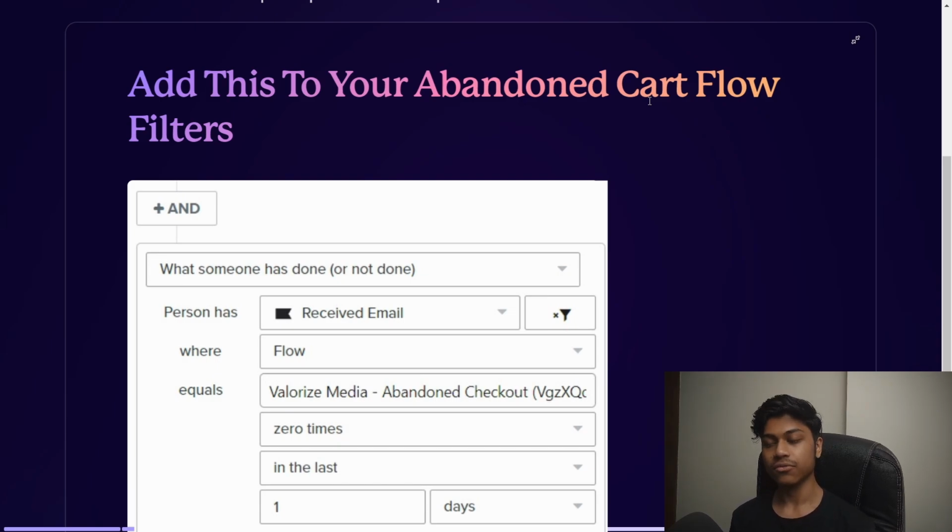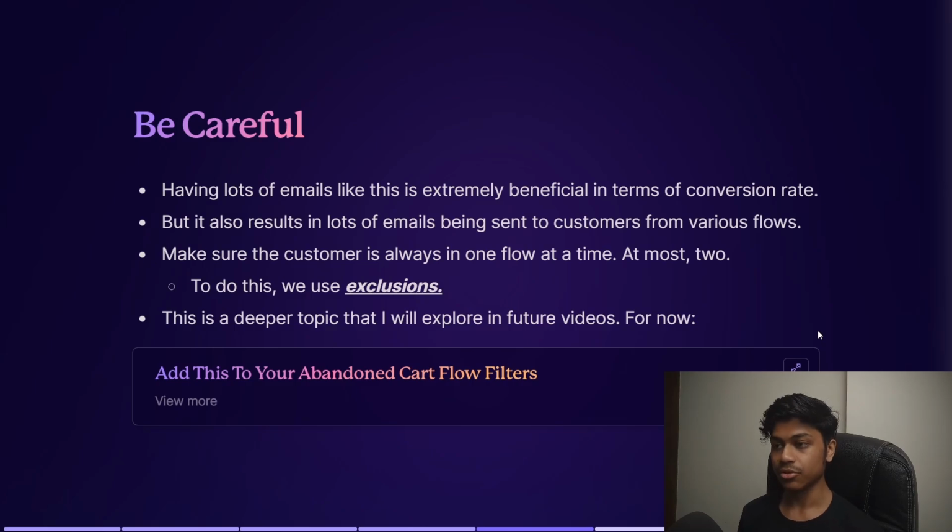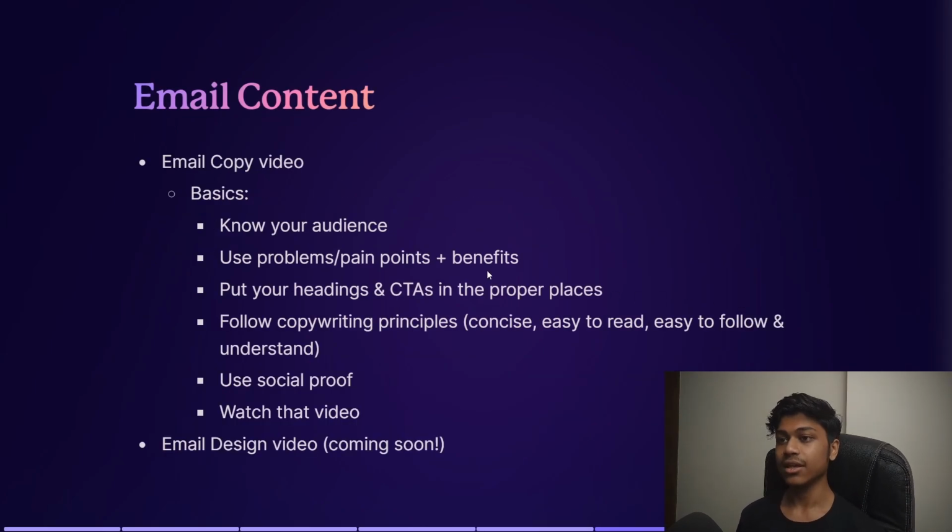Now, there are more advanced exclusions. This is the most basic form of an abandoned checkout exclusion, but this will work for your brand just to decrease the number of spam complaints and the number of unsubscribes, which is also, by the way, extremely important in terms of deliverability these days, because Google and Yahoo have increased their requirements for bulk senders to maintain their reputation.